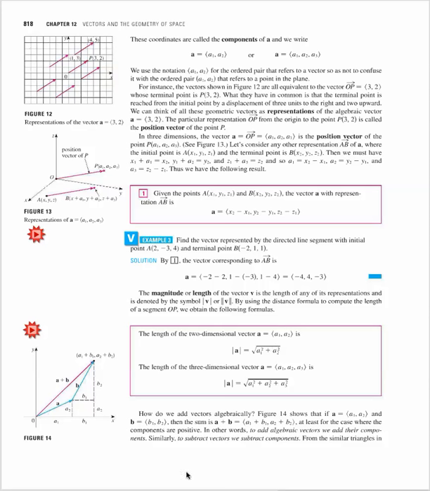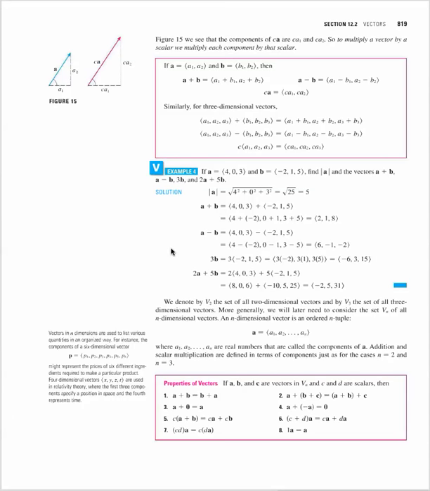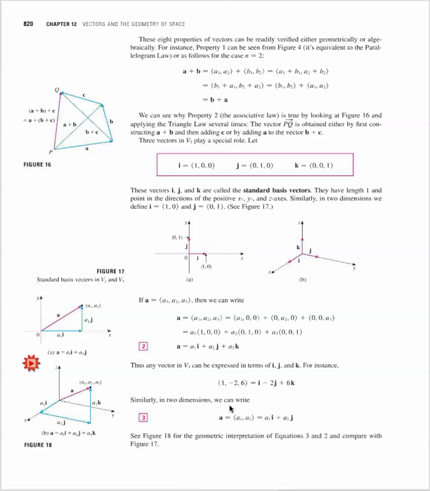Then we talk about how to add and scale vectors algebraically. You have the box at the top of 819, and example 4 gives a couple of examples of that sort of thing, finding length and so on. Make sure you work through example 4 and understand what it's doing. Then we get into a little bit more notation in the middle here, and then we get into properties of vectors, algebraic properties, how they work together. And they have all the properties that you would expect them to have. So read through these and make sure you understand them.